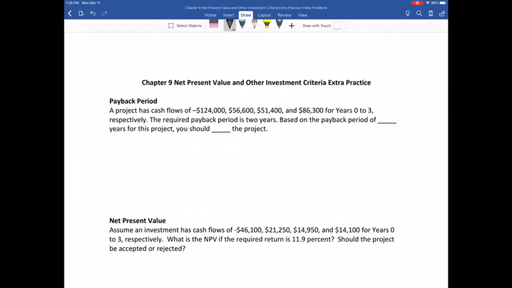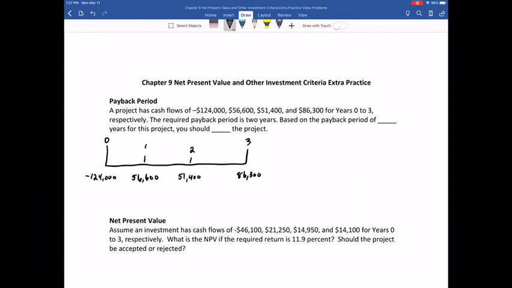With many of these problems, I do recommend drawing a timeline so that you can visually see the amount of the cash flows and when the cash flows are actually occurring. So in this scenario, we have a 3-year project, so my timeline will have 3 periods. In year 0, there is a $124,000 cash outflow, which I'll represent with a negative value to showcase that that is what the project is costing. And then it is generating a cash inflow of $56,600 in year 1, $51,400 in year 2, and then $86,300 in year 3.